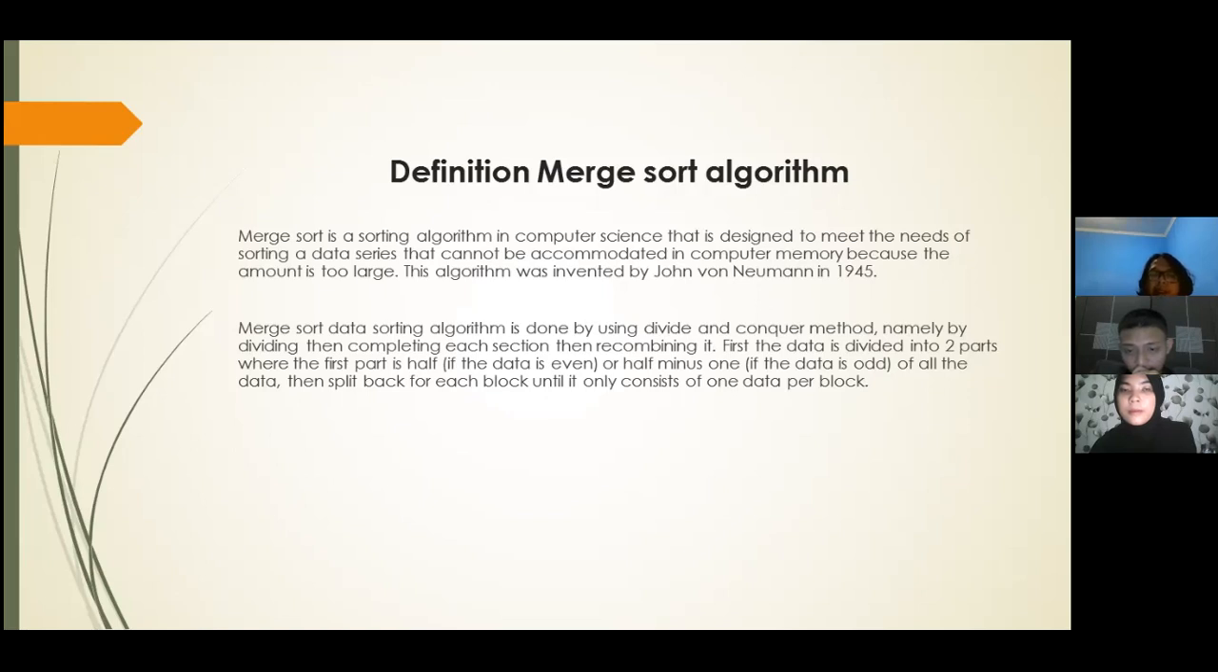Merge sort data sorting algorithm is done by using the divide and conquer method, namely by dividing, then completing each section, then recombining it. First, data is divided into two parts, where the first part is half if the data is even, or half minus one if the data is odd. Of all the data, then split again for each block until it only consists of one data per block.